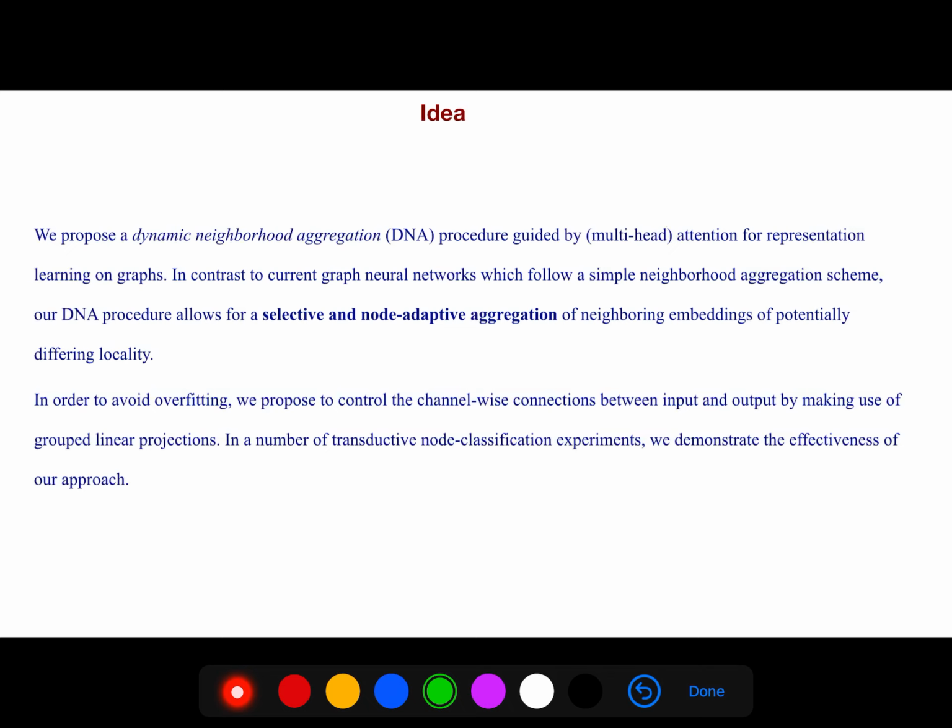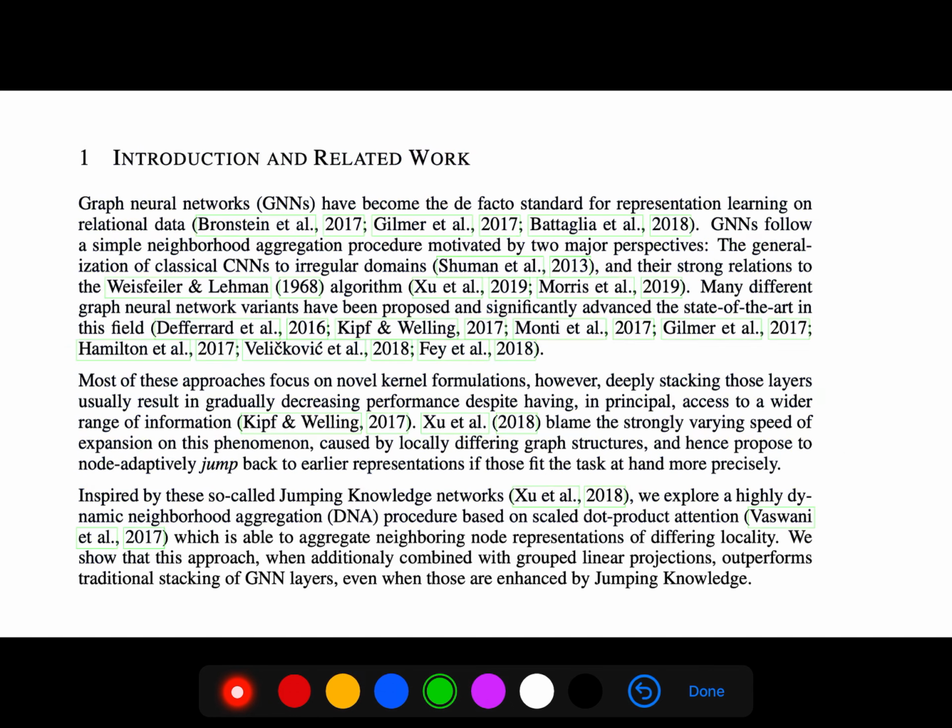Our DNA procedure allows for a selective, node-adaptive aggregation of neighboring embeddings of potentially different locality. To avoid overfitting, we propose to control the channel-wise connections between input and output by making use of grouped linear projections. In a number of transductive node classification experiments, we demonstrate the effectiveness of our approach.